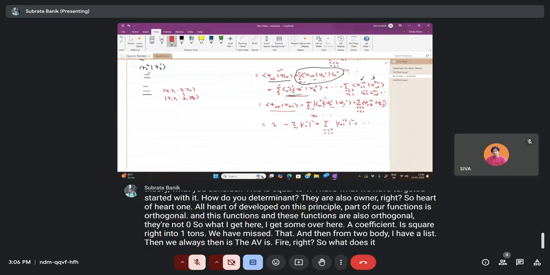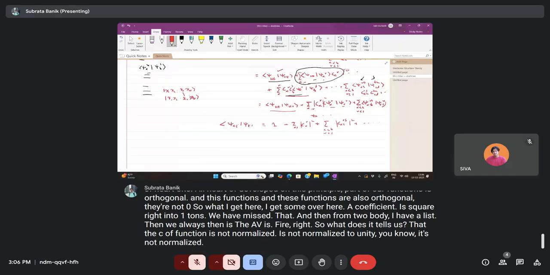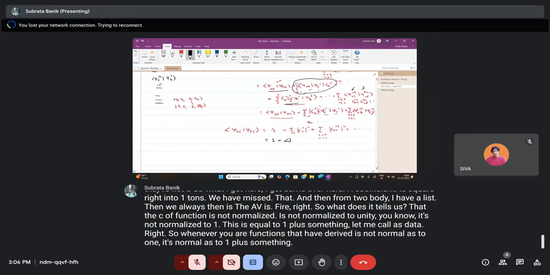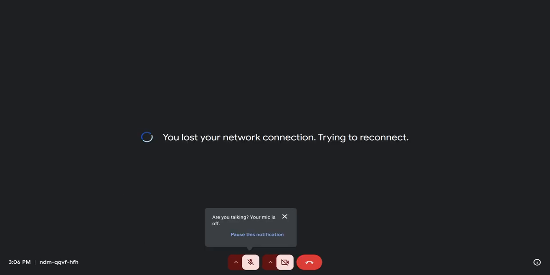right? So what does it tell us? That the CI wave function is not normalized to unity. It's not normalized to 1. This is equal to 1 plus something. Let me call it delta. Right? So the functions that we have derived are not normalized to 1. It's normalized to 1 plus something. But you have to remember that this is a finite term. This is just a number, a constant. Right? So normalization does not need to be equal to 1. It has to be finite. That's the principle.